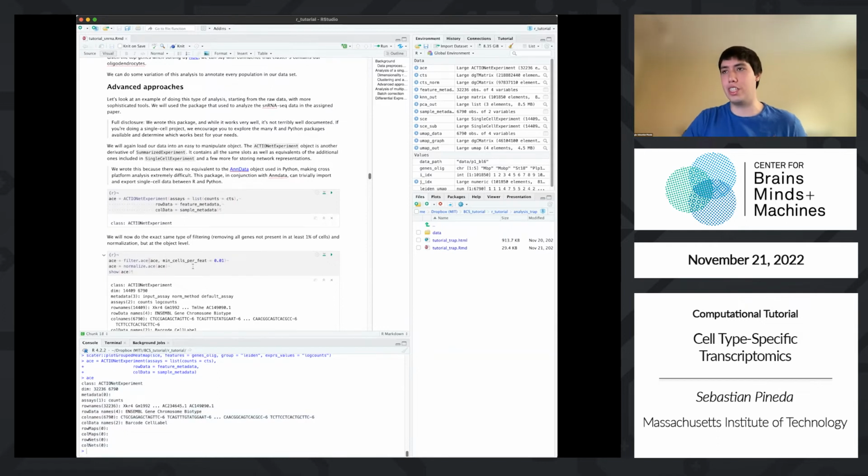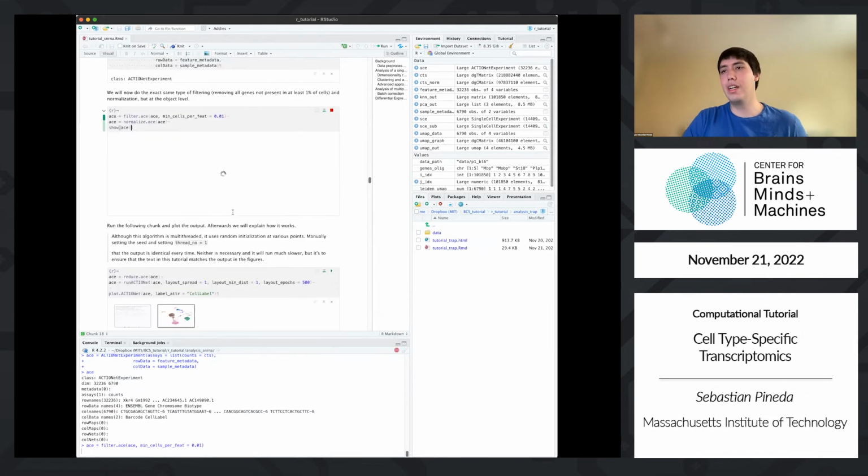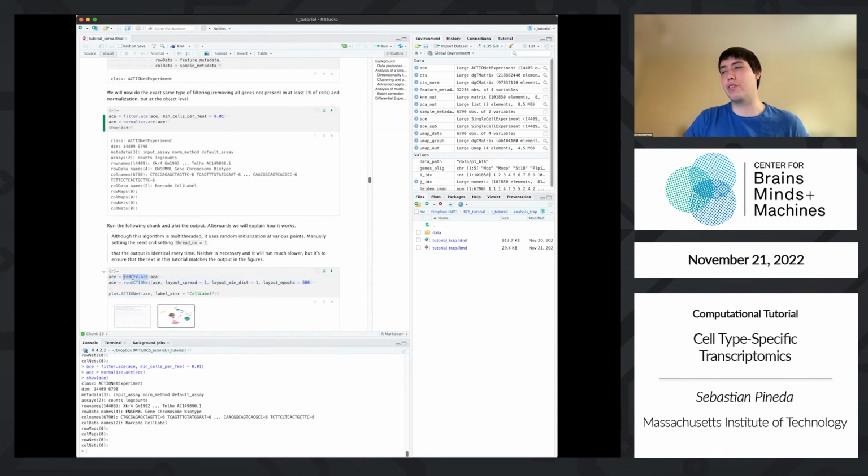We're just going to filter our genes. We're working with the same data still, by the way. We're going to filter our genes. We're going to normalize them exactly as we did before. And then we're going to run our algorithm, which is composed of 2 parts. The first is the reduction.